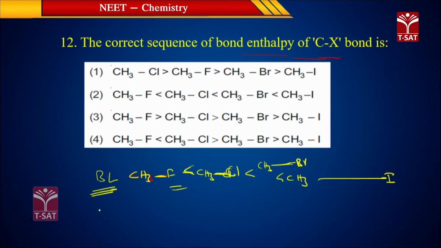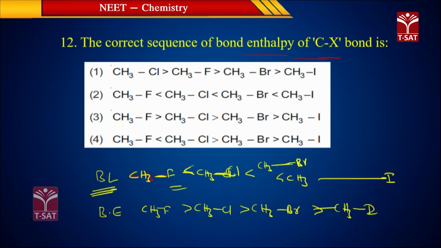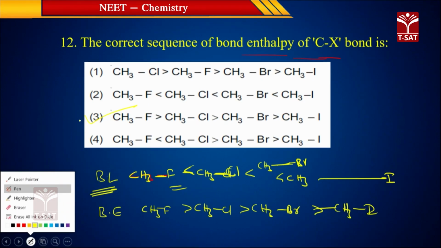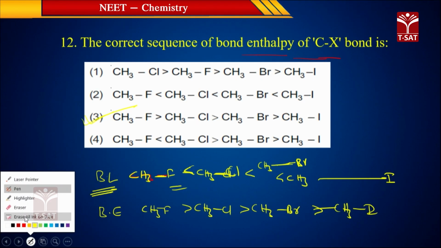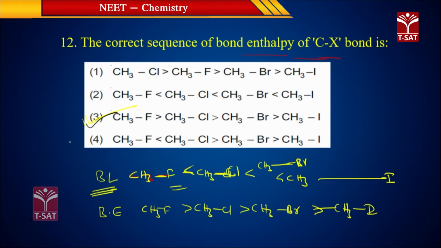But bond enthalpy is opposite. Bond energy: the correct sequence of bond energy. CH3F has more bond energy than CH3Cl, than CH3Br, than CH3I. So the correct answer is the third option. CH3F has more bond energy, less bond length.